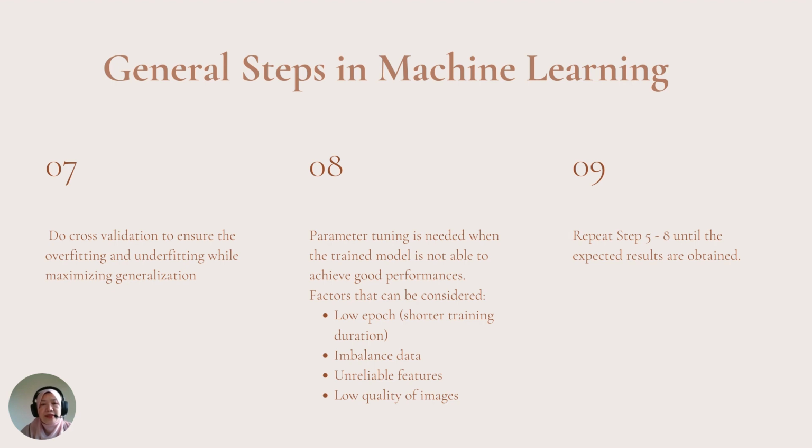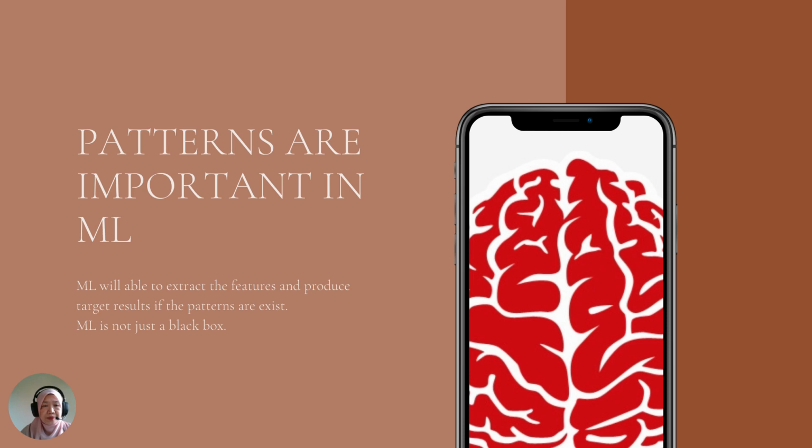So the next step is just for you to repeat steps 5 to 8 until the expected results are obtained. That's why it's a long process, because many modifications are needed in order for us to achieve the best results. As I highlighted before, patterns are important in machine learning.